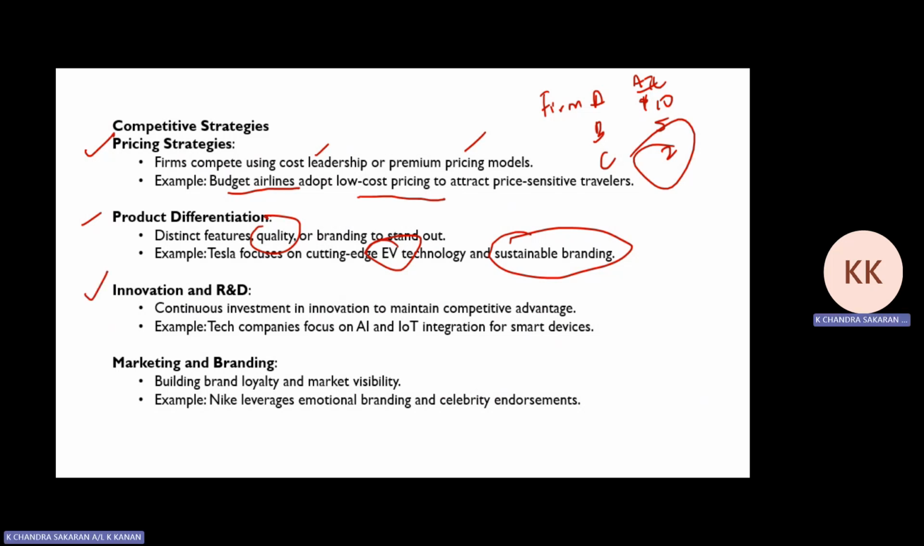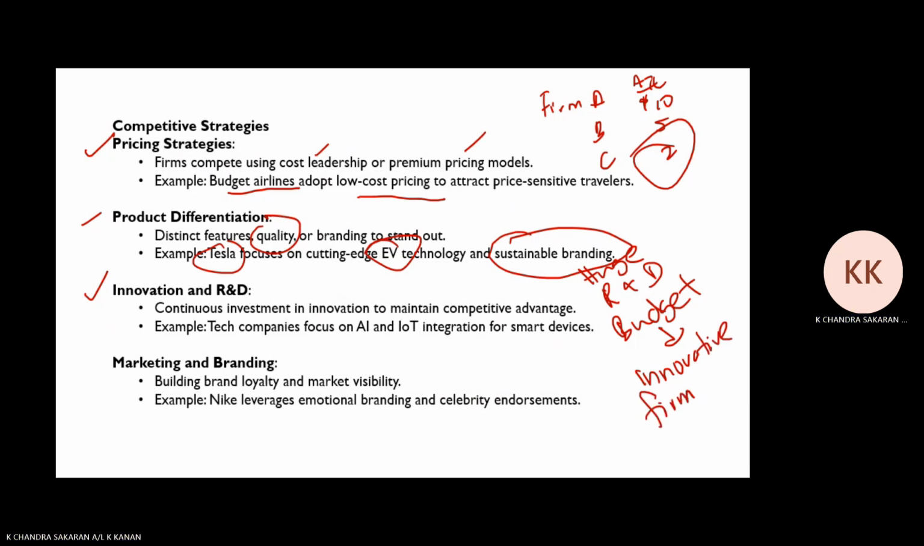How about innovation and R&D? Of course, companies like Tesla, smartphone makers, Apple will spend a lot of money. Their R&D budget is very huge. These are firms that focus on innovation, innovative firms. Example, tech firms coming out with software and so on. They spend a lot of money on innovation, R&D. They innovate their product. So we call this an innovative firm.